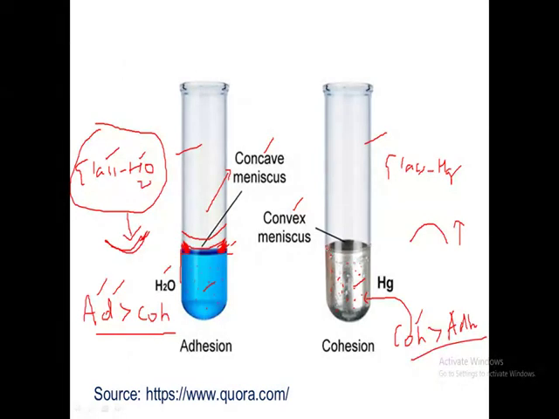There will be n number of mercury molecules at the boundary, here and here at the border. These molecules at the border are pulled inside. Why are they pulled inside? Because the force of attraction between the mercury molecules is larger than the force of attraction between the mercury and glass molecules. As a result of this inner pulling force, all the molecules are always pulled inside.